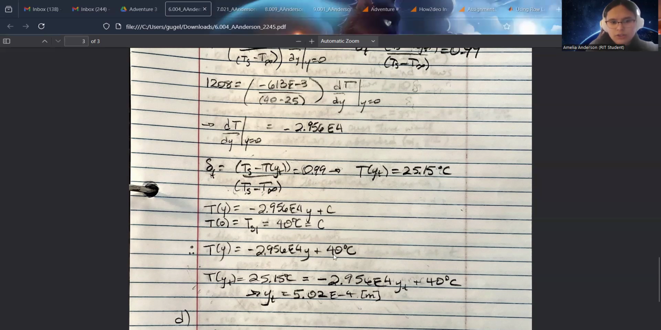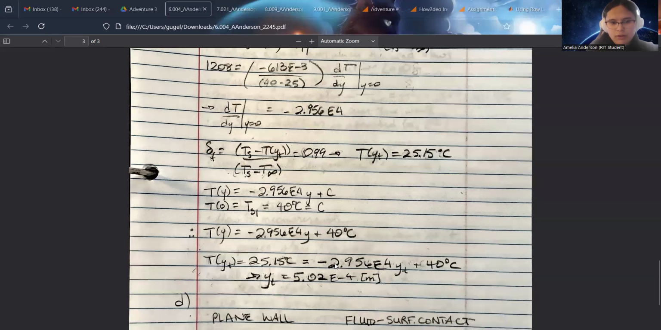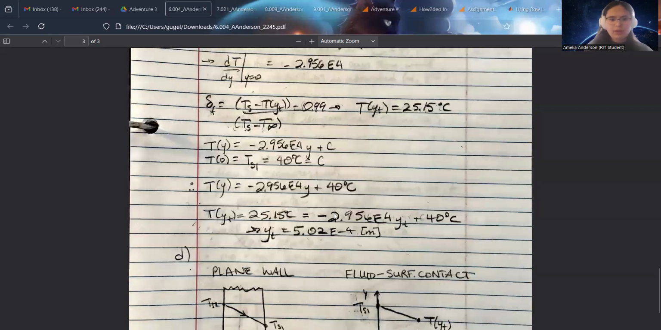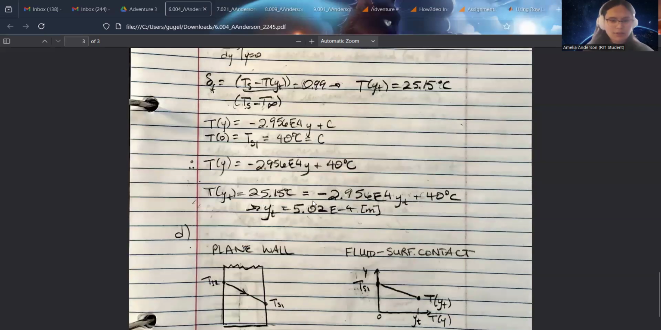We get this equation T of y. And then from there, we can just calculate a boundary layer height, given this temperature at that height and this constant here and our constant here as well. Our slope and our y-intercept for the y equals mx plus b people out there.